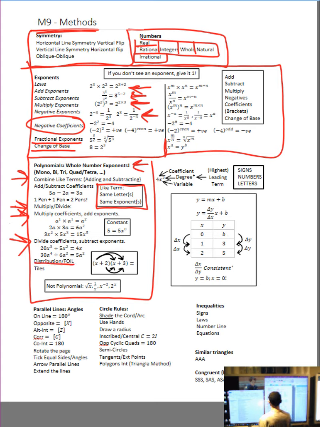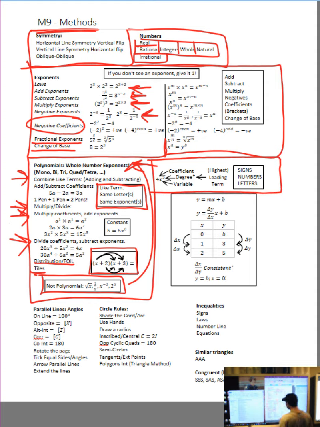Then we're going to have distribution and FOIL off to the right. Remember, sometimes we use algebra tiles, and we want to remember the things that aren't polynomial, the things that don't have whole number exponents. So usually anything that looks funny. Okay, off to the right, we will want to remember that we have a coefficient, a degree (the exponent), and a variable (the letter). So the coefficient is off to the left, the variable is the letter, and the degree is the exponent. And then we want to remember that we're going to work with the signs, then the numbers, then the letters.